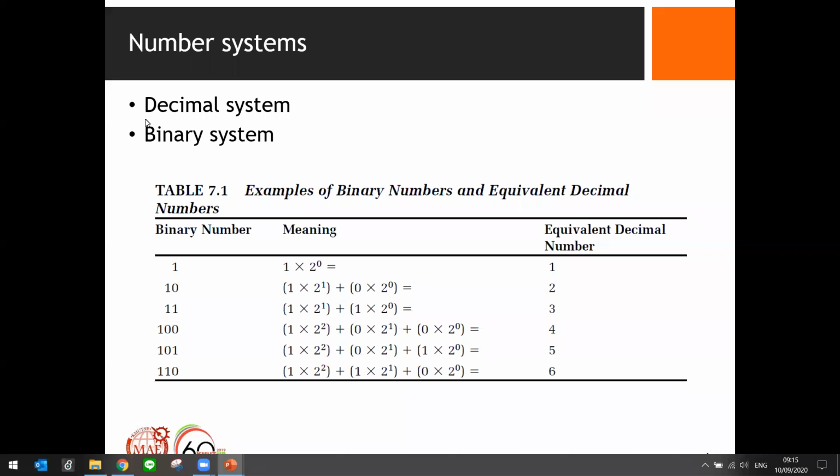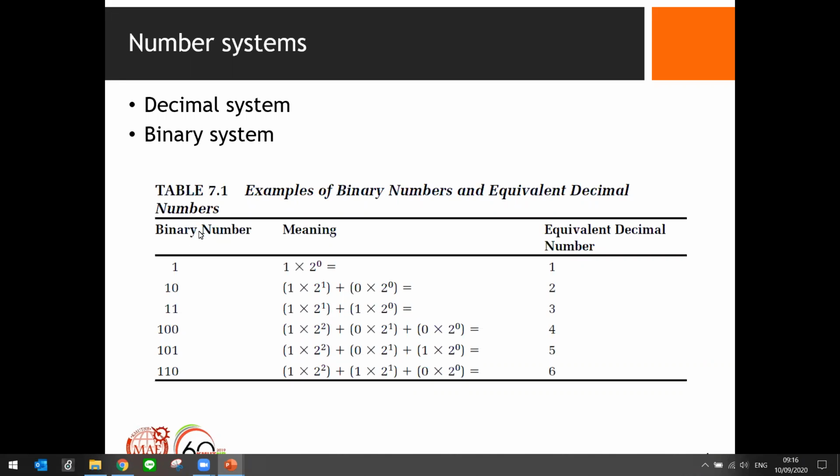can you tell me please what exactly is the binary system? What is the binary system? Decimal base 10 has 10 symbols, and what about base 2? Two symbols, 0 and 1. Okay, thank you very much. So let's consider how we count the number in Table 7.1.